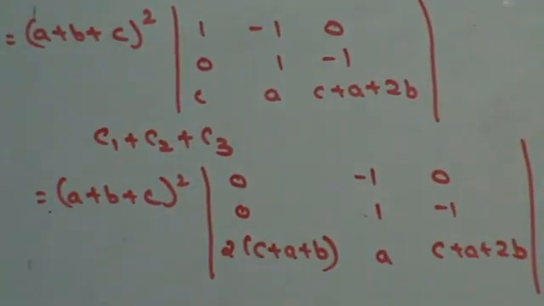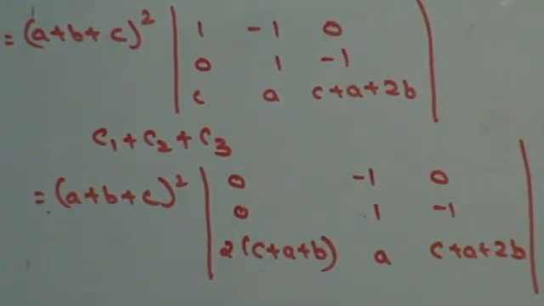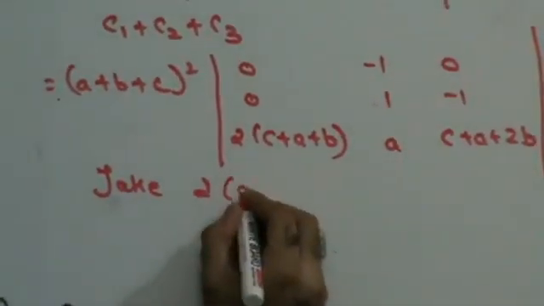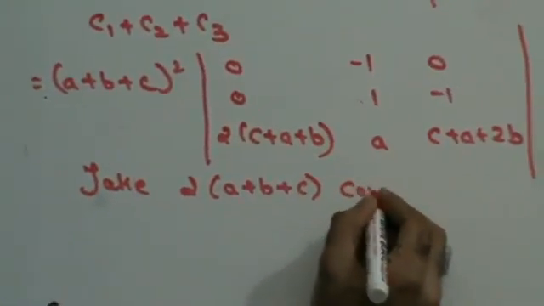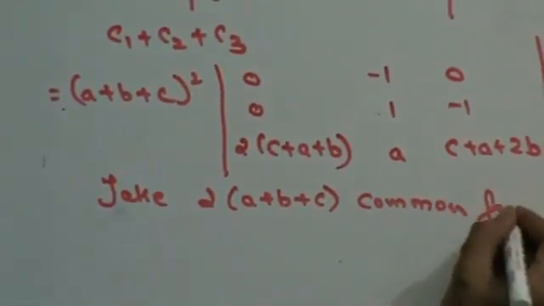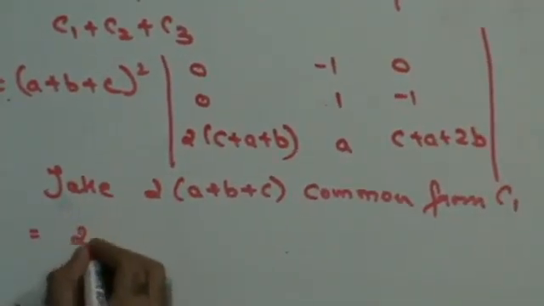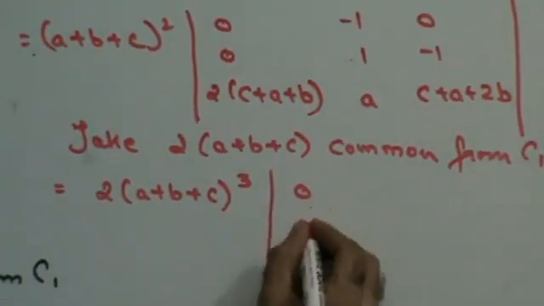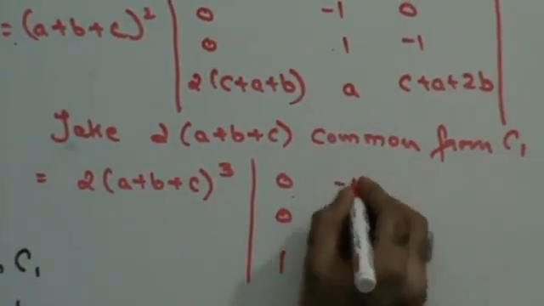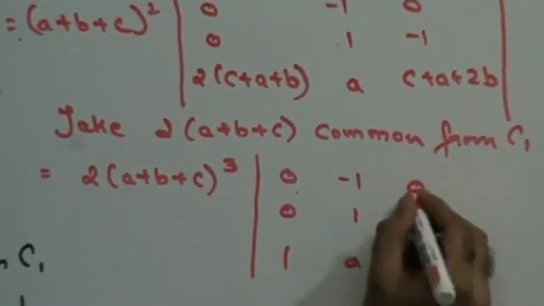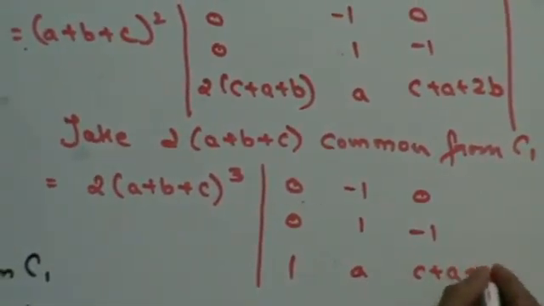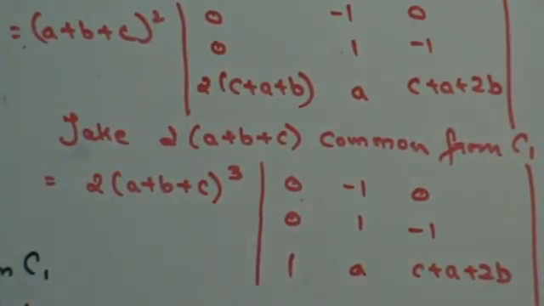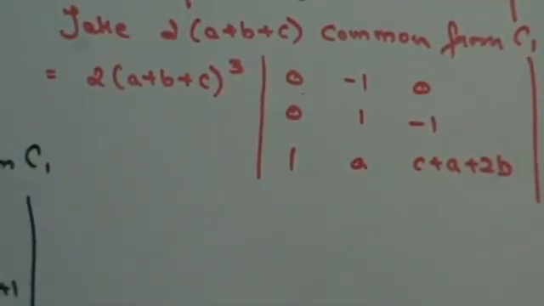Right? Now I could take 2 times a plus b plus c common from C1. In that case I'll get twice a plus b plus c the whole cube, times the determinant 0, 0, 1; minus 1, 1, a; 0, minus 1, c plus a plus 2b. Right? Now let's see this. Now I could solve the determinant as it is.